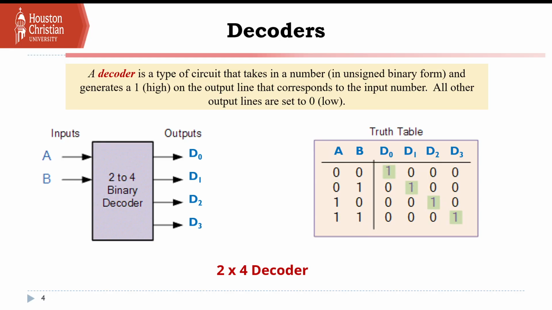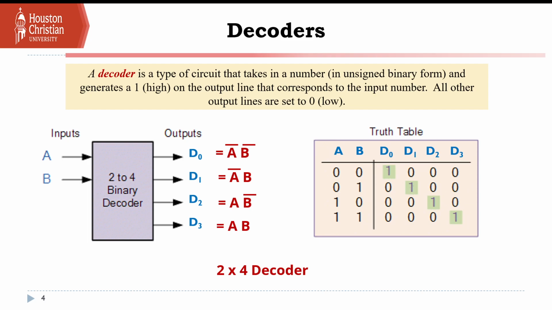Depending on the input value, each output has a Boolean expression. D0 is when they're both zeros, so not A and not B. For D1, since the value for B is 1, it's not A and B. For the third one, D2, you have A and not B, because 0 is the value for B. And D3 is A and B, because they both are 1.